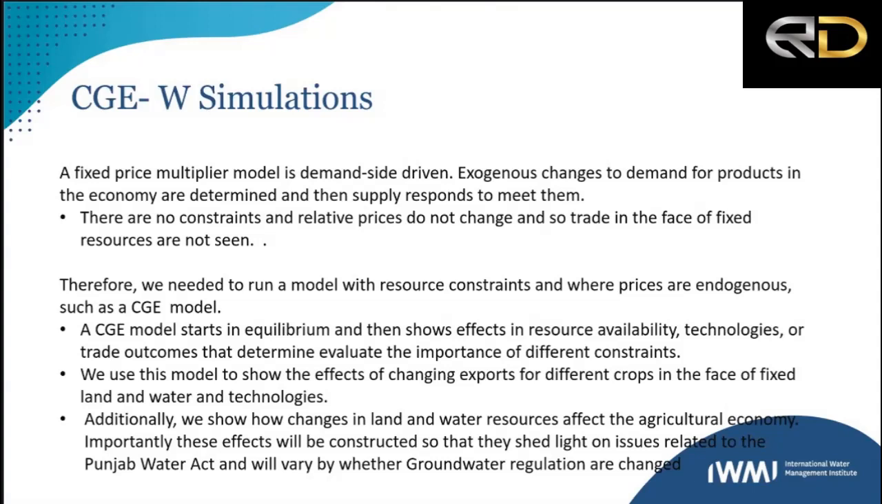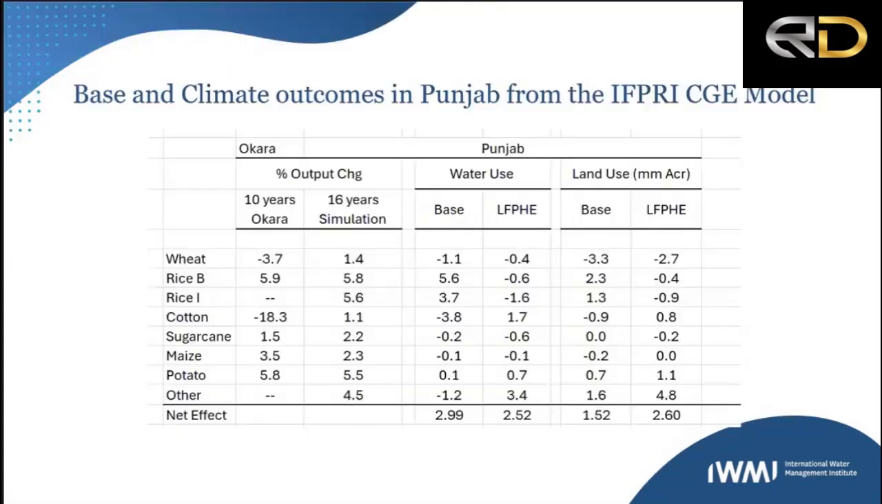So we use this model to show the effects of changing exports for crops in the face of fixed land and water and fixed technology. We also are going to show, if we reduce water, or if we shift from surface water to tube well water, and drop water availability, what are the effects on the economy? So that's kind of what we're trying to do here. I'm going to give you an example of what's going on in that, and you can see hopefully what happens.